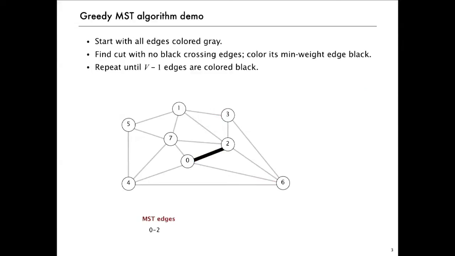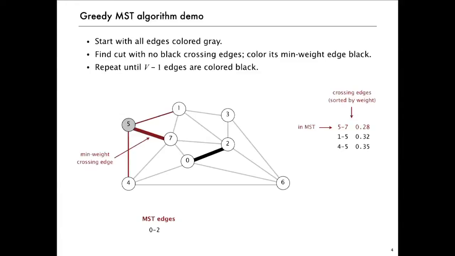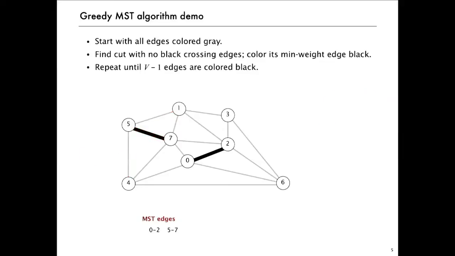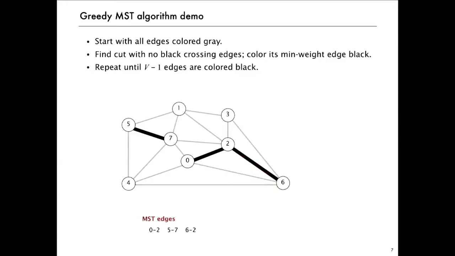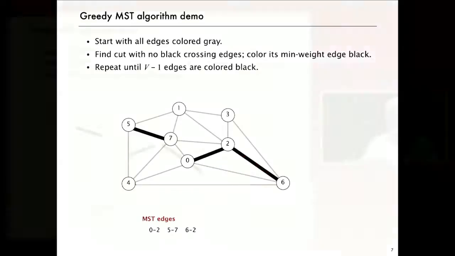So now we have 0-2 in the MST, colored black. Again, any cut that doesn't have a black crossing edge. So in this case, let's do the cut that just has 5 on one side and all the others on the other side. In this case, there are 3 crossing edges. The smallest one is 5-7, so color that one black. Again, any cut that has no black crossing edges. Let's just take 6, the cut that has 6 on one side and all the others on the other. 2-6 is the minimum crossing edge, so we put that one in the MST.